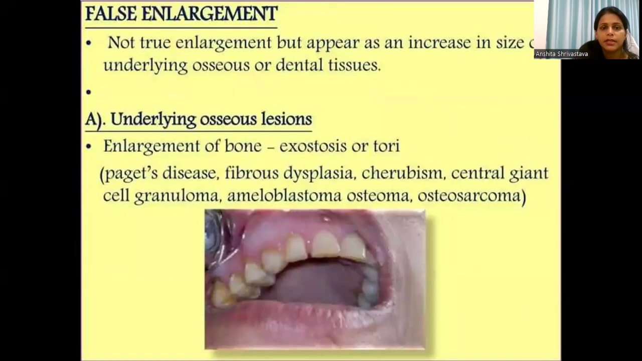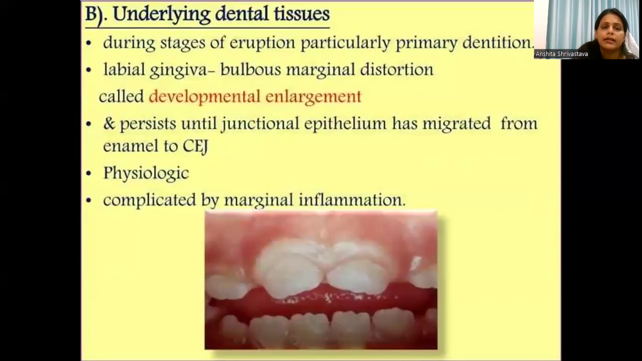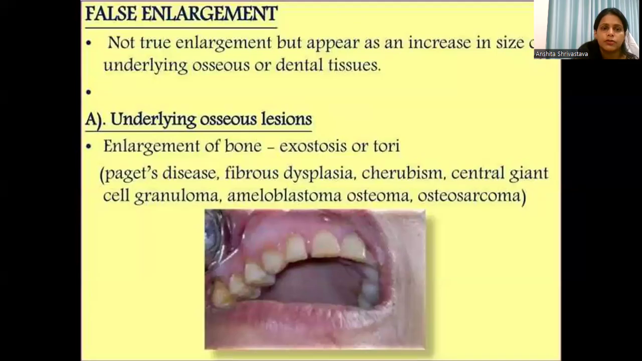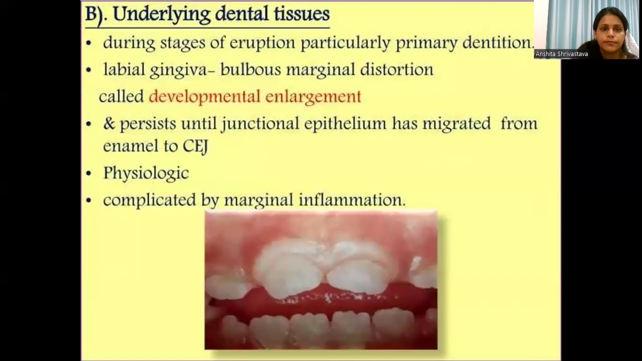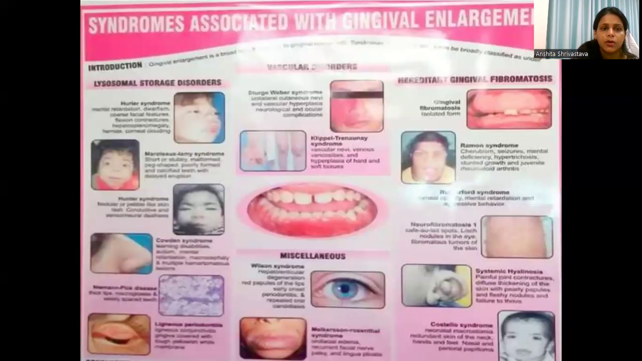So in false enlargement, there are two conditions, either underlying osseous lesions or underlying dental tissues, because of which it appears as an increase in size of gingiva. So these are all the syndromes associated with gingival enlargement.